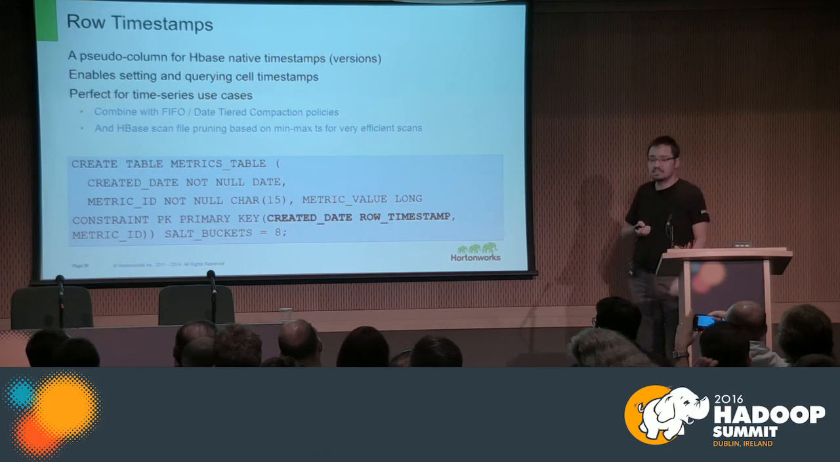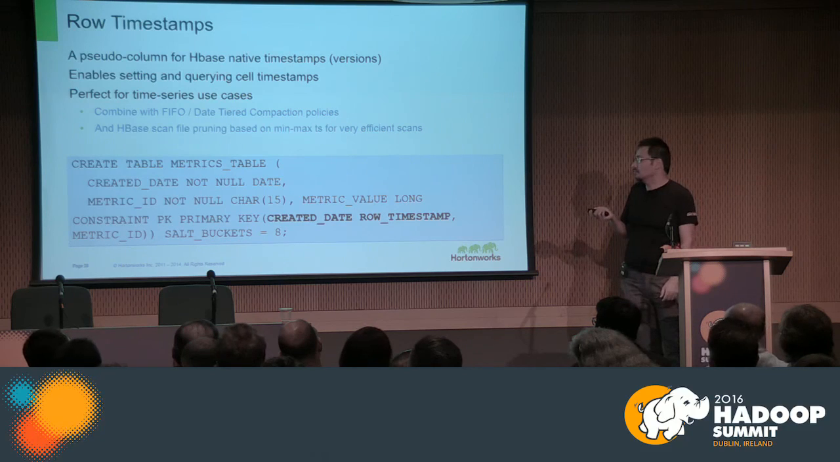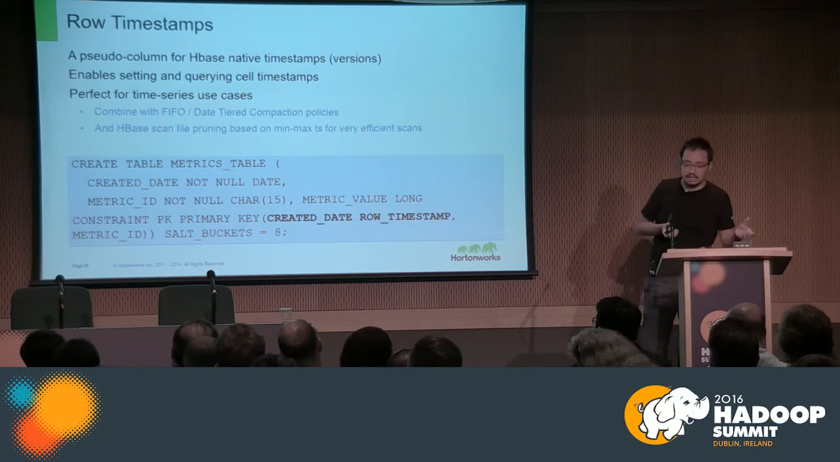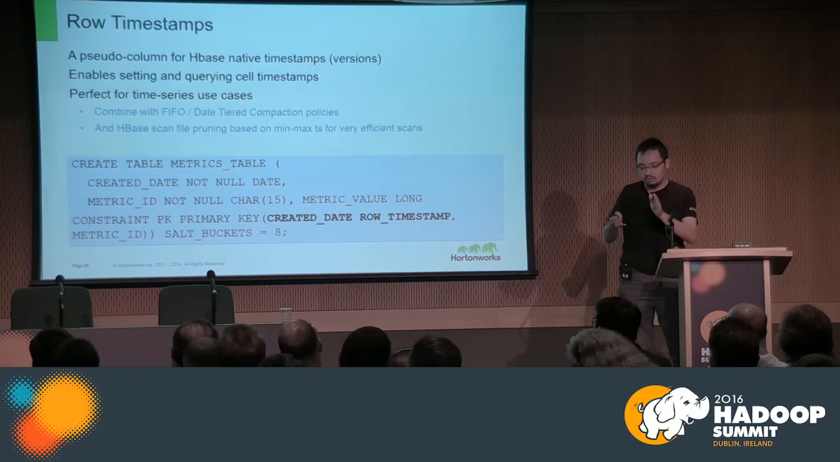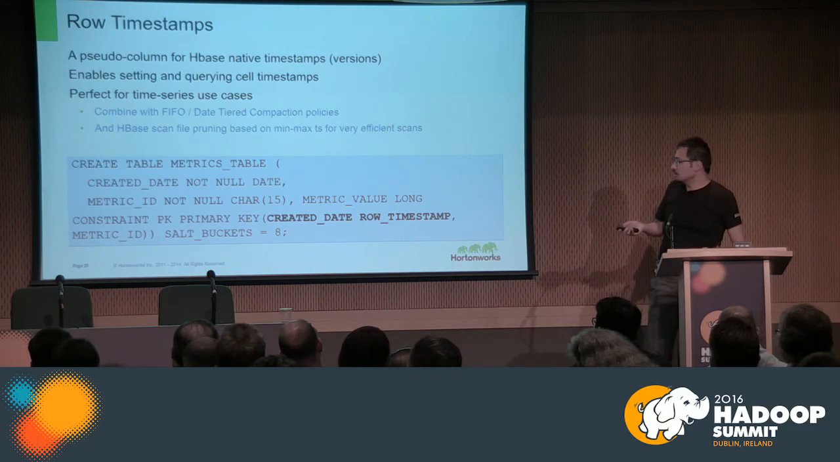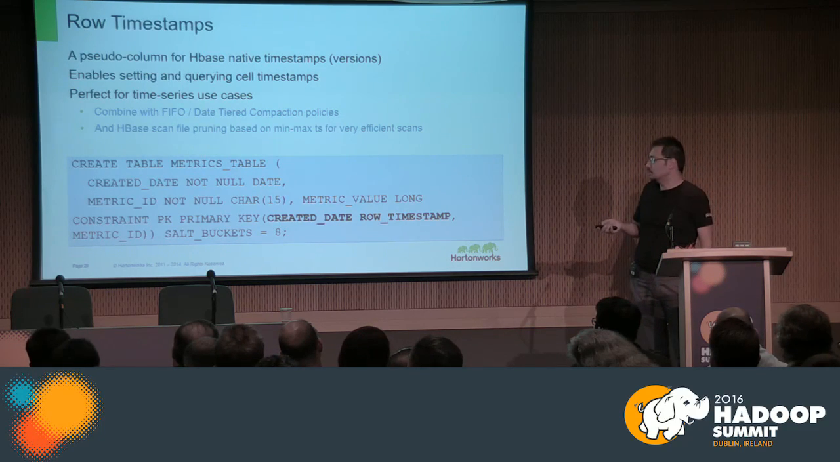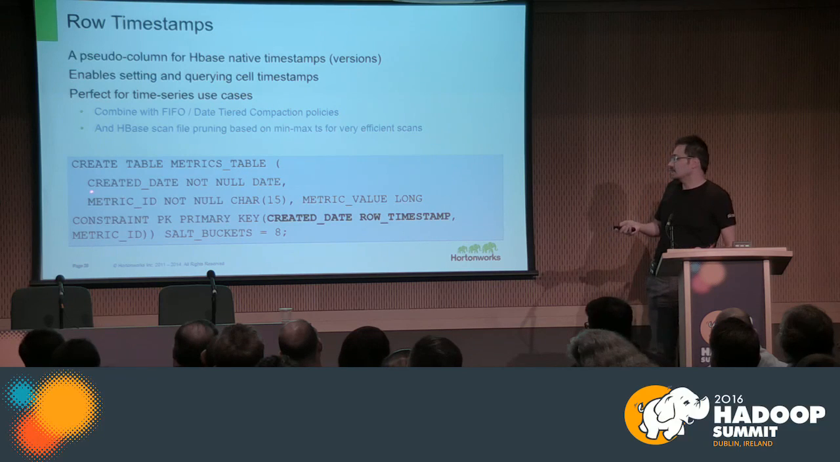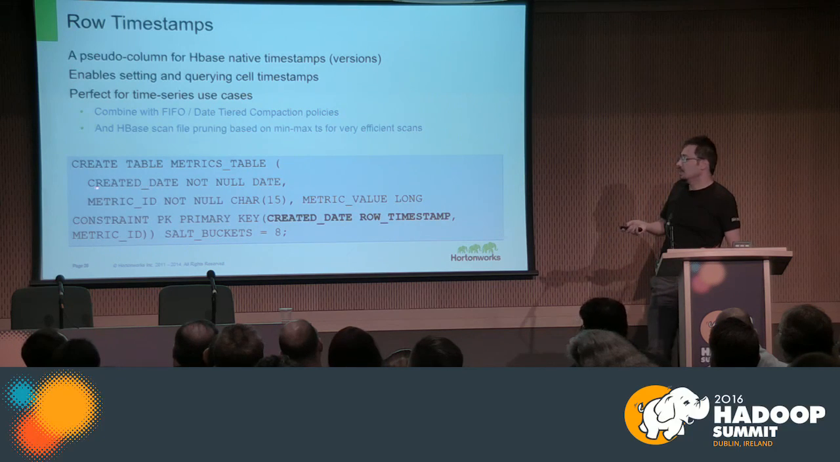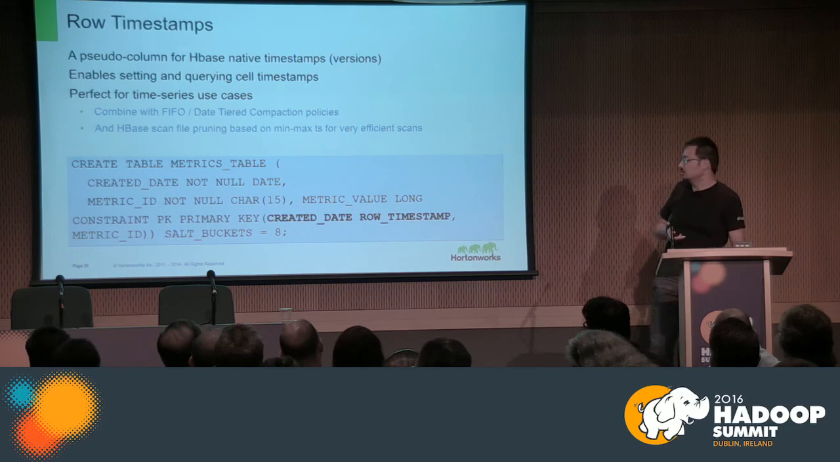And also, since HBase can do scan file pruning based on your timestamps, you can declare a table like this and do a query where you say created date should be less than this and greater than this. Then HBase will automatically filter out all the files that it shouldn't see because their time ranges don't fall in, and it will execute the scan very efficiently for you.